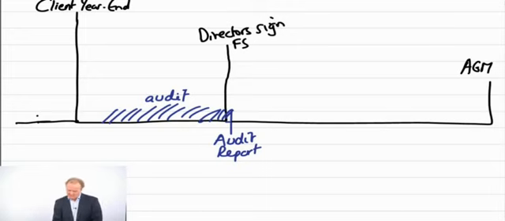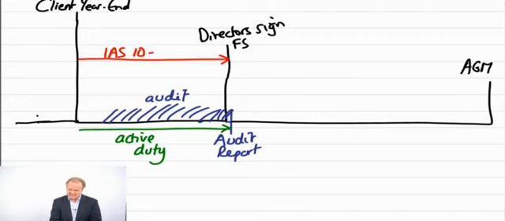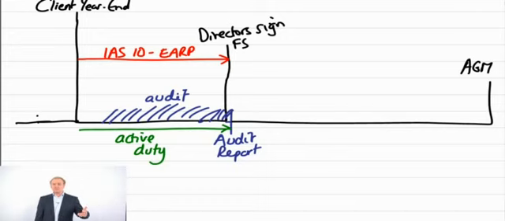Auditors, up until the point of the audit report, have an active audit duty, meaning you are auditing all the way up until then. And one of the reasons why you have to keep auditing until after the directors have signed the accounts is because that one accounting standard, IAS 10, events after the reporting period, is still applicable all the way up until the directors sign the accounts. Most accounting, of course, is about the things that happen during the year.